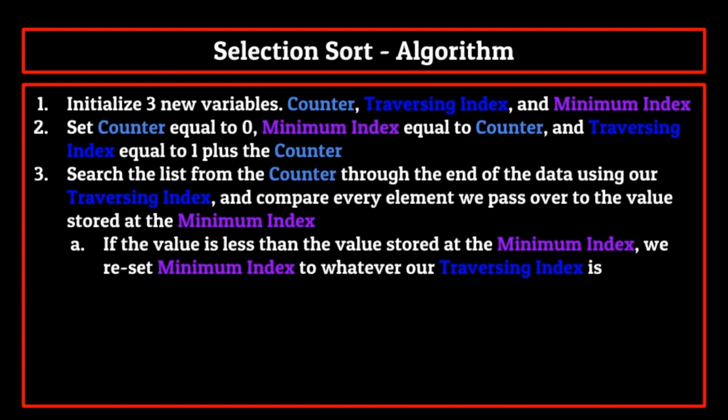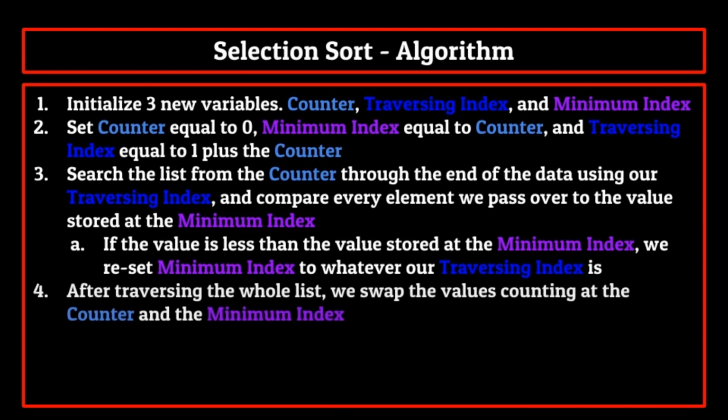This essentially means that we replace the index which we thought contained the minimum value in our list with the index we are currently on, since we now know that the value stored at that traversing index is less than the one stored at the old minimum index. We continue this process, increasing the traversing index each time, and test the entirety of the unsorted list. After traversing from the counter index to the end of the list, we now have the index location of the minimum value contained within our unsorted list stored in the minimum index.